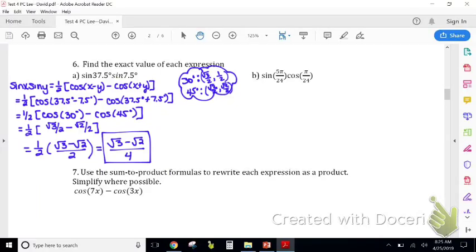All right, so 6b, we have sine times cosine. So that's the same formula we used earlier, right?